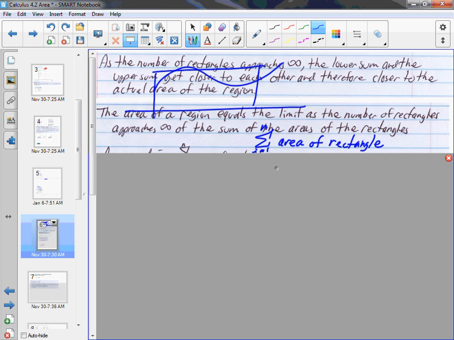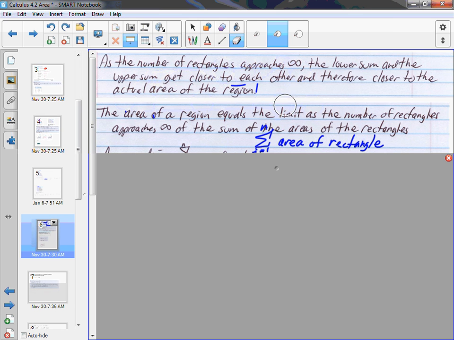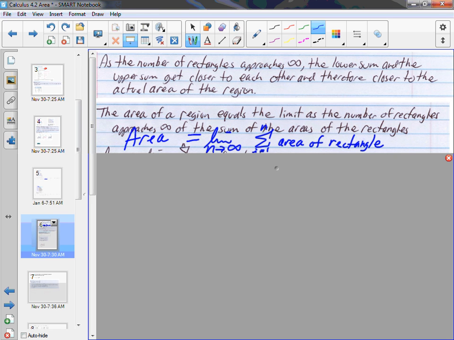So we're making these things so narrow that they're going to fit the region. We're finding the limit as the number of rectangles approaches infinity. And that equals the area of that region. Equals. Not approximate anymore, because we found the limit as n approaches infinity. We found the sum of an infinite number of rectangles.